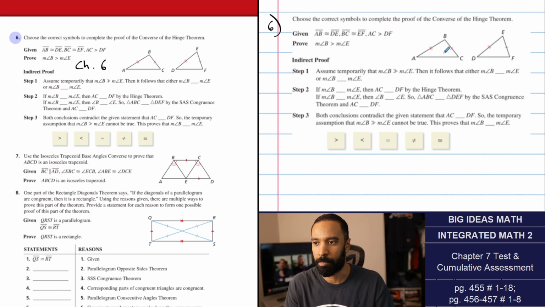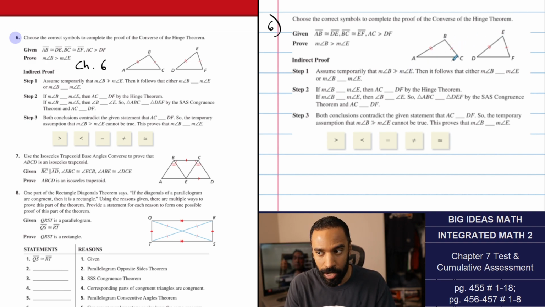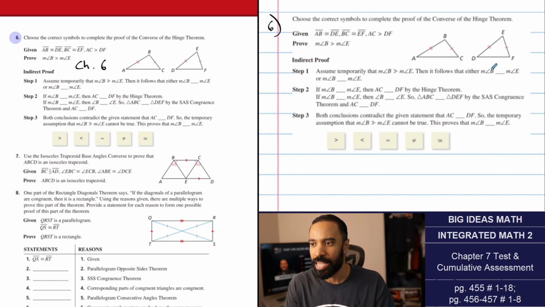Let's first assume temporarily that the measure of angle B is not greater than the measure of angle E, also known as less than or equal to. Then it follows that the measure of angle B is either less than the measure of angle E or equal to the measure of angle E, if that is the case. So let's see what would make less than or equal to.